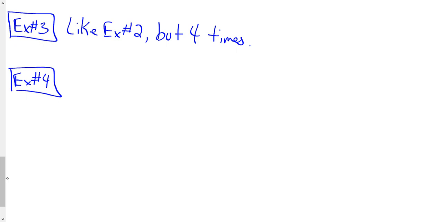All right, example 4. How much is $1,000 earned in one day, compounded daily? So how many compounding periods is that? Okay, so how much of a year is that?